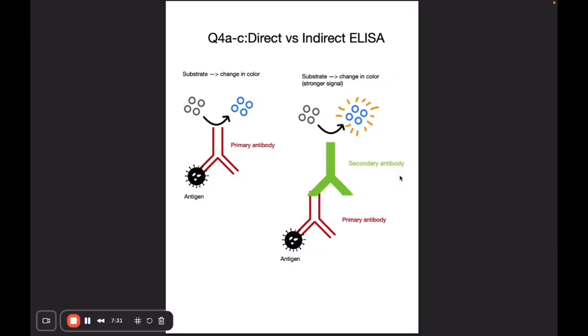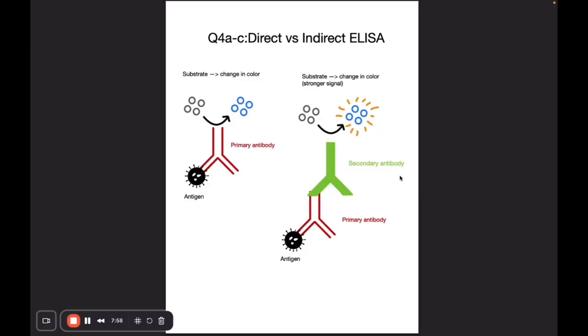In contrast, when we use an enzyme-linked secondary antibody, like we're doing in this indirect ELISA, the signal gets amplified. That's because multiple secondary antibodies can bind to a single primary antibody, bringing in many more enzyme molecules. The big advantage of the indirect method is a stronger color signal and greater sensitivity, which makes it easier to detect even small amounts of antigen.